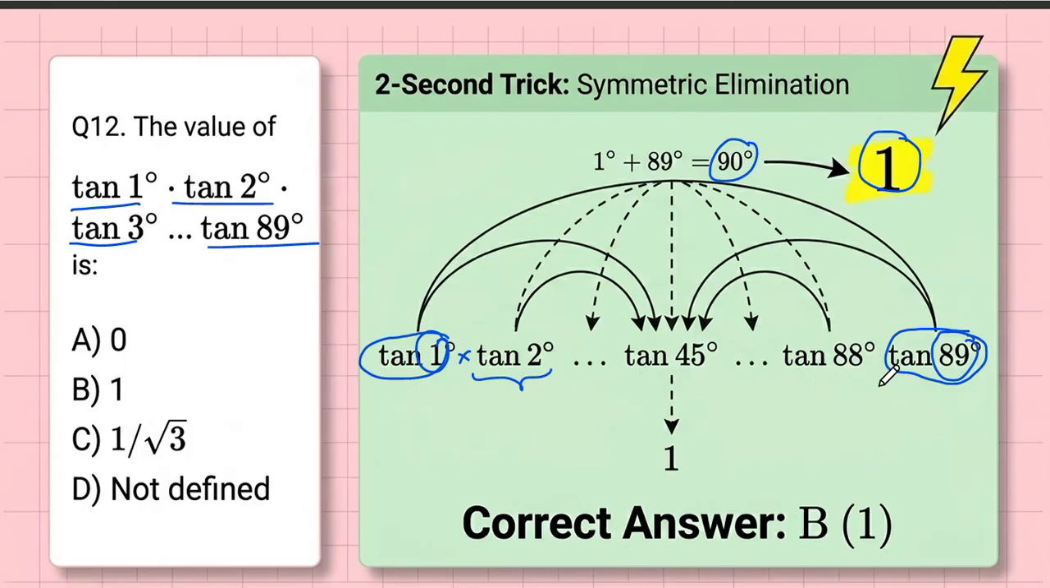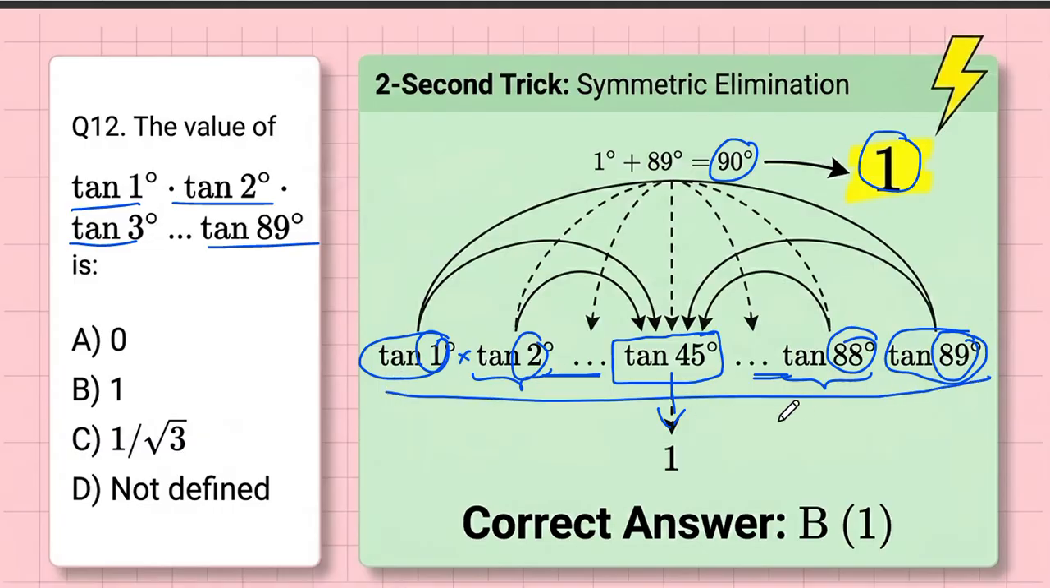Similarly tan 2 and the second last, tan 88, so 88 plus 2, the addition of the angle is 90, so again we'll get answer 1. Similarly, in this pattern, tan 3 with tan 87, that sum is also 90. After doing this, in the end we will get only one number, that is tan 45, and we know that the value of tan 45 is also 1, so the multiplication of this full thing is 1, so the correct answer is B.